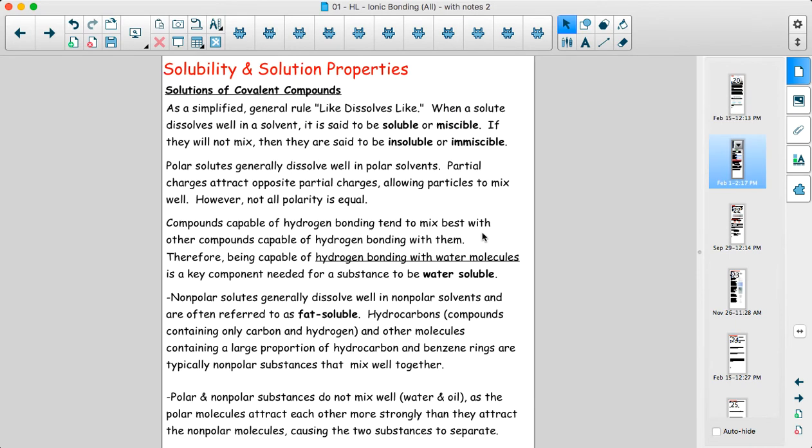Now, you're expected to know some idea about solubility. That's trickiest for covalent compounds. Well, with covalent compounds, the simple rule is that like dissolves like. Things that have similar intermolecular forces will tend to be soluble or miscible in one another. And if they don't, then they will be insoluble or immiscible with one another. So polar things tend to mix well with polar things. Nonpolar things tend to mix well with nonpolar things. And things that hydrogen bond mix well with other things that hydrogen bond.